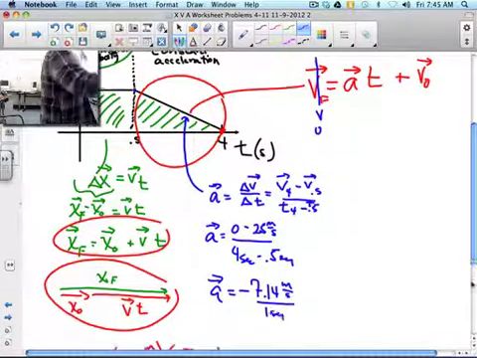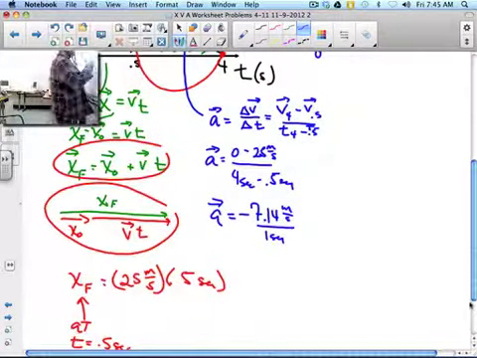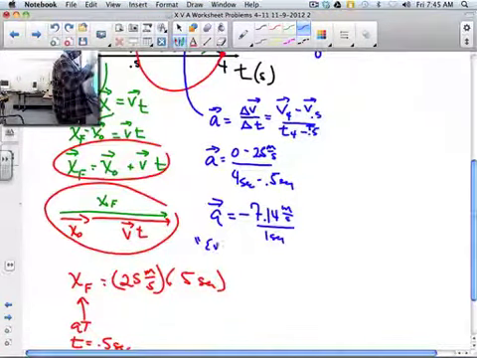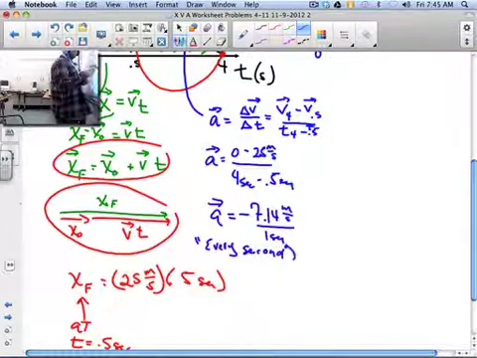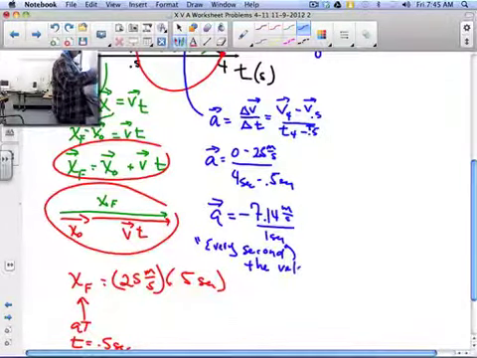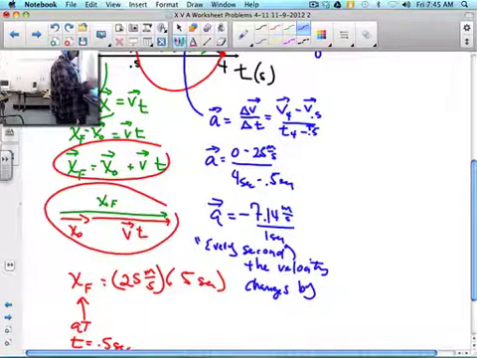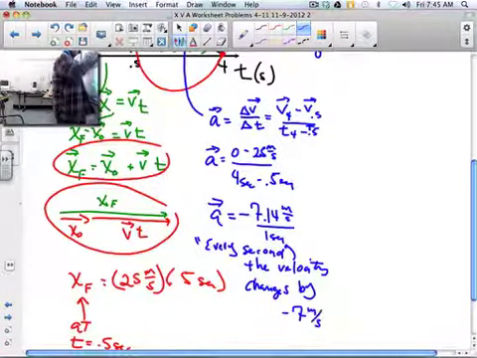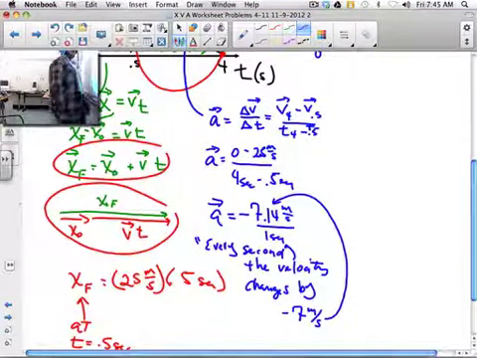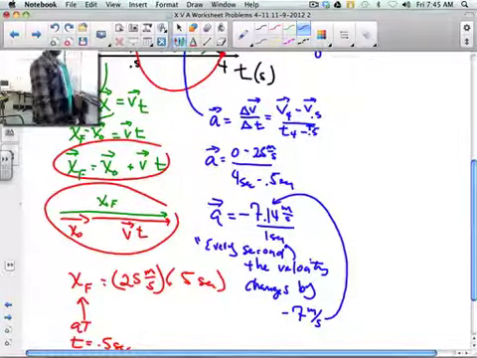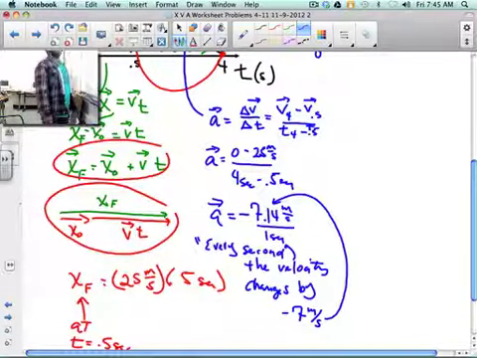Now, what does this mean? Every second, the velocity changes by negative 7 meters per second. I'm forgetting about the 1/100ths of a second. I figure that doesn't really matter that much. All right.